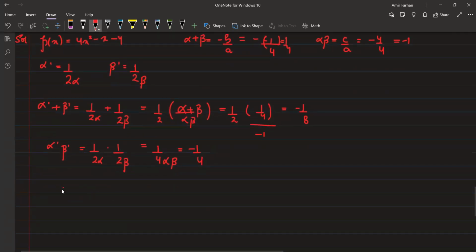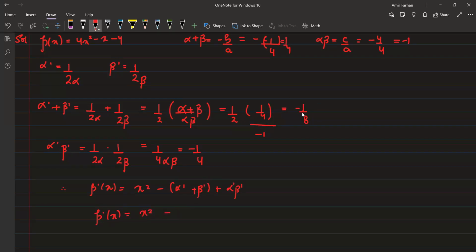Now you have p dash x, which is basically the new quadratic polynomial whose zeros are alpha dash and beta dash. P dash x is x square minus 1 by 8 minus of minus x, and also minus of 1 by 4. So it is equal to x square plus x by 8, sorry, minus of 1 by 4.